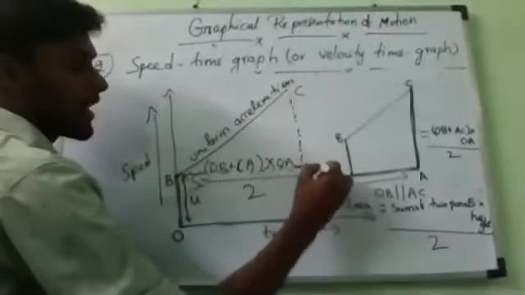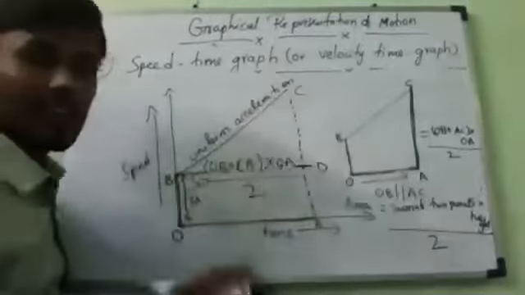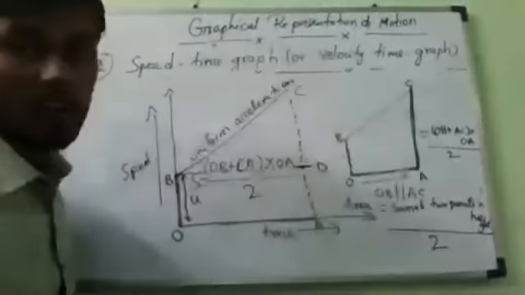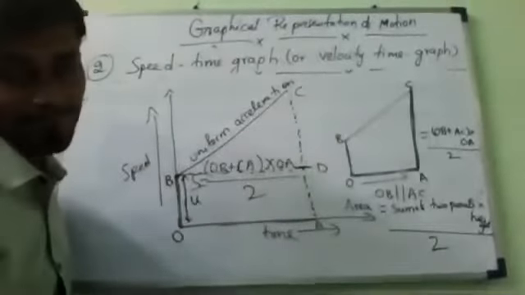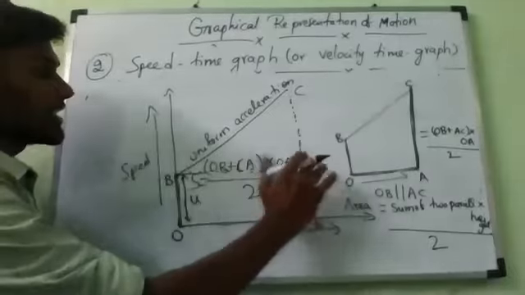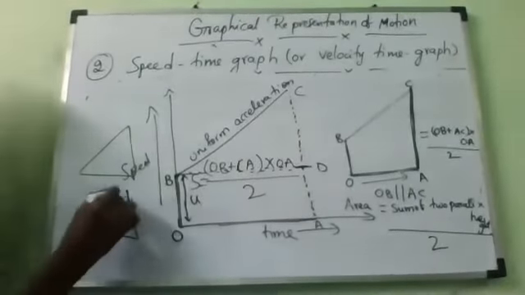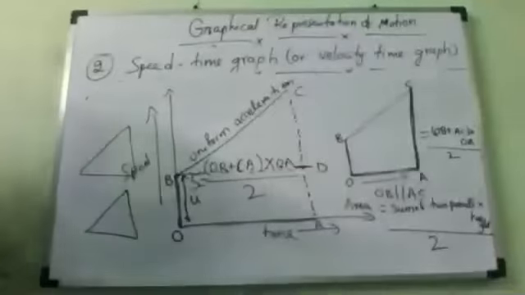Let me imagine this point will cut here. Let me imagine the point is D. So how to find the acceleration, Ra? Just the slope of that graph. Yes or no? Forget about this initial velocity. How to find now? This looks like a triangle. Yes or no, Pradosh? Graph. Now how to find the slope?